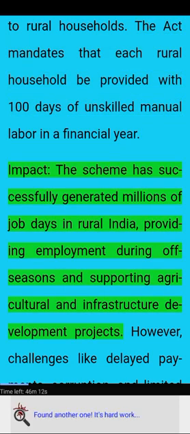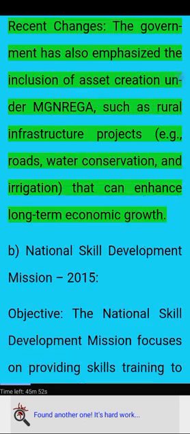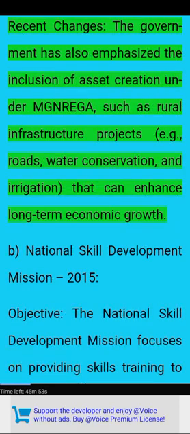Impact. The scheme has successfully generated millions of job days in rural India, providing employment during off-seasons and supporting agricultural and infrastructure development projects. However, challenges like delayed payments, corruption, and limited scope of employment, mainly unskilled labor, have hindered its full potential. Recent changes. The government has also emphasized the inclusion of asset creation under MGNREGA, such as rural infrastructure projects, e.g., roads, water conservation, and irrigation that can enhance long-term economic growth.